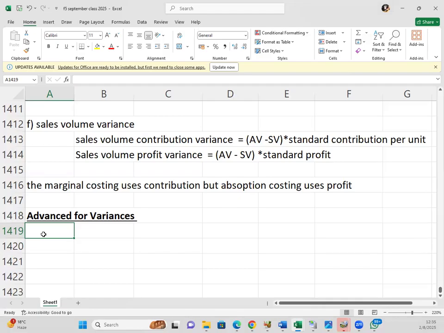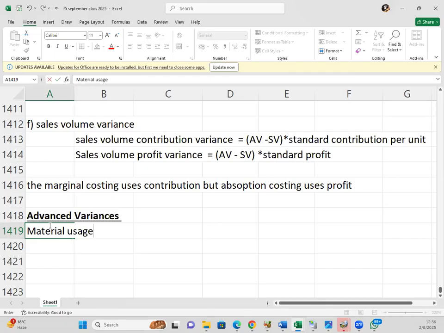So advanced variances. For advanced variances, we can start with advanced variances for material.